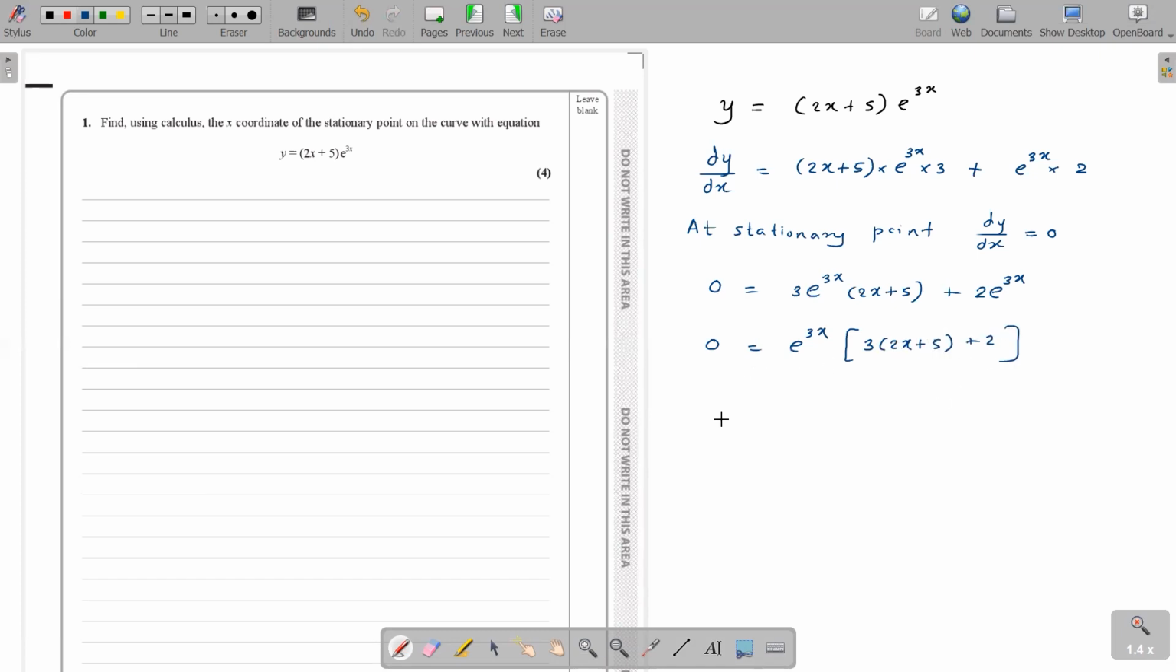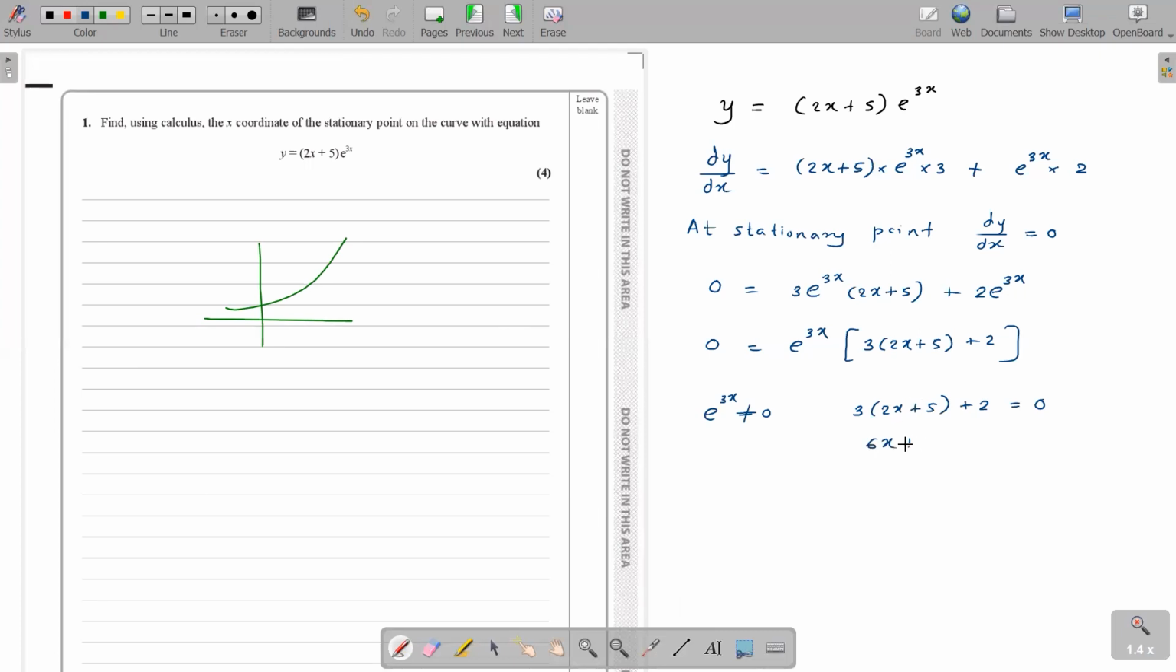So I think you do know about the e to the power 3x graph. When you know about the e to the power kx, so basically the e to the x graph is something that looks like this. Can it ever reach 0? E to the power 3x can never be 0, right? So that means who is going to be equal to 0 here? So your 3 times 2x plus 5 plus 2 becomes equal to 0. Solve this and make x the subject.